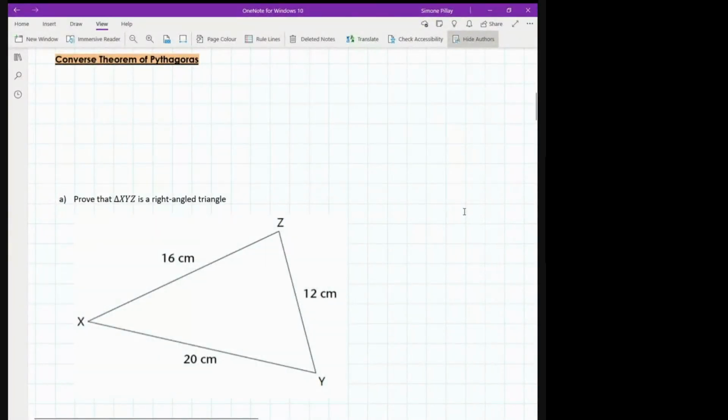So we are looking at the converse theorem of Pythagoras. Now, when we think about the converse of something, when you hear the word converse, what is it that you guys are thinking? What do you think it means?